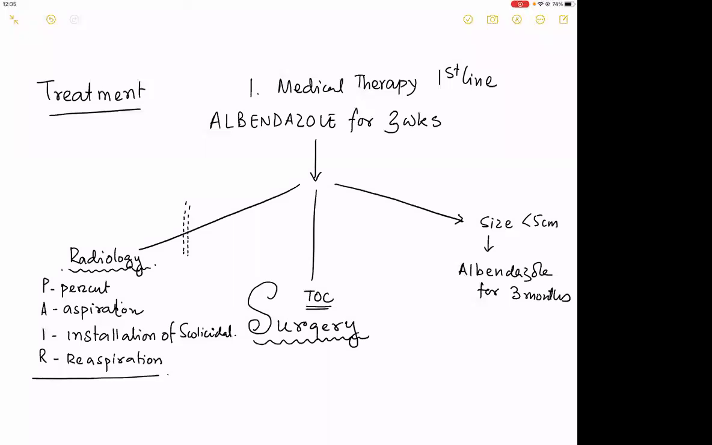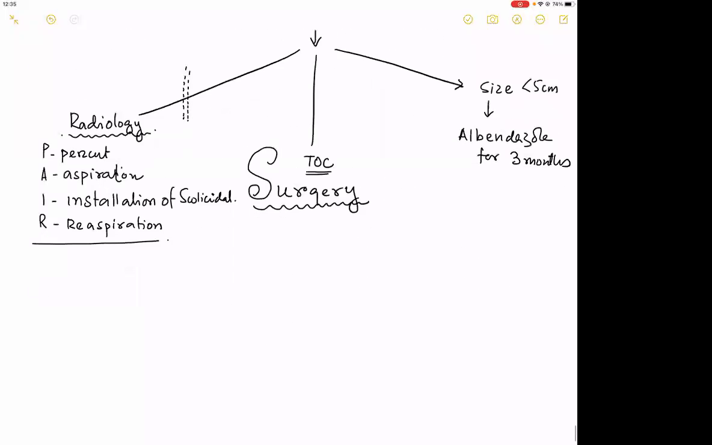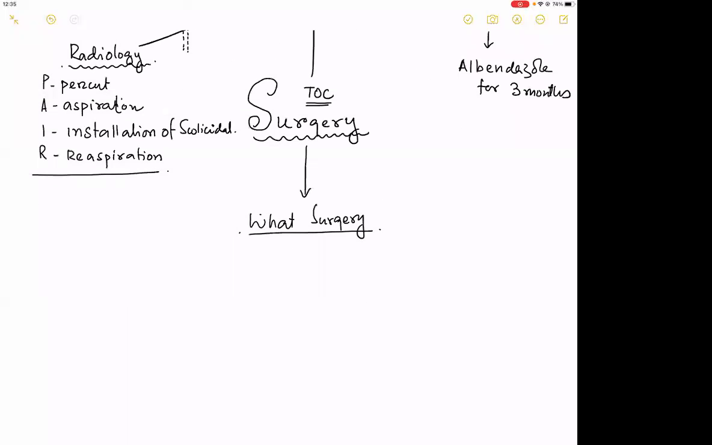Yes, sir. Good. In surgery, you are asked, what surgery is done? Now, what surgery? There are many things to talk about surgery. The only thing that you are going to say is that I am going to do a cystectomy. Bas, this is your answer in an exam.